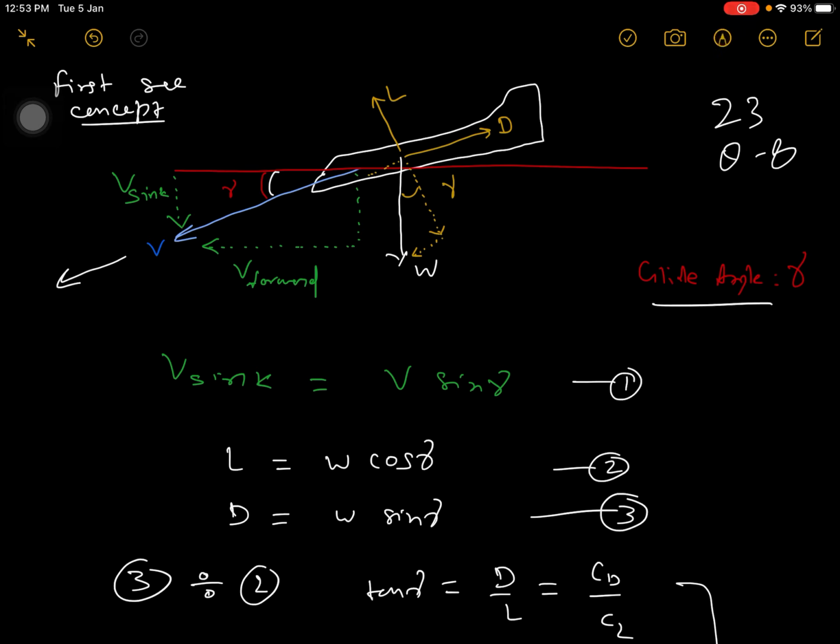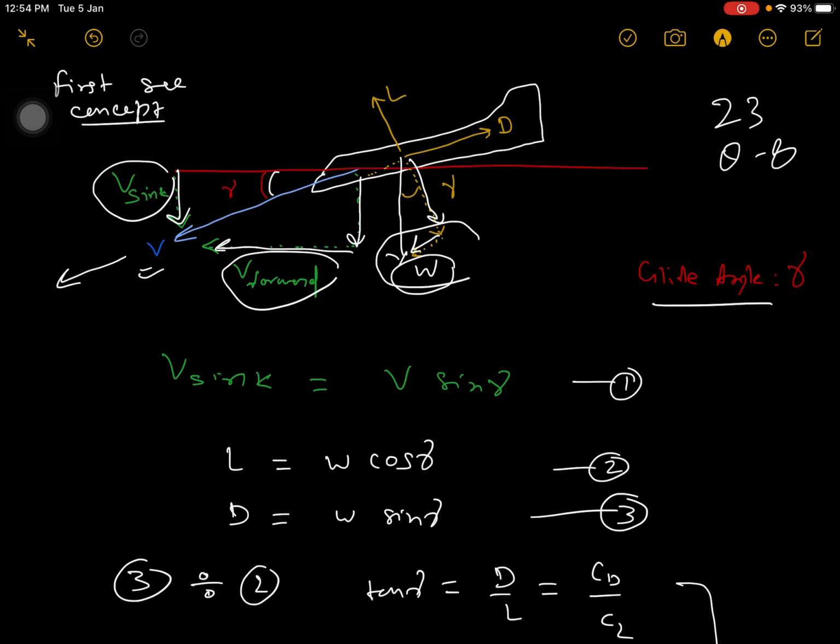In the gliding, this velocity will have two components. One is downward and one is in this direction. This downward component we say is V sink, sinking speed, or rate of sink, and this is the forward speed. In the same way we have components of weight as well. You can see the weight is pointing downward, so it will have one component in this direction and one component in this direction, right?